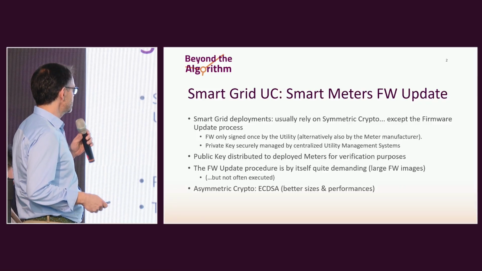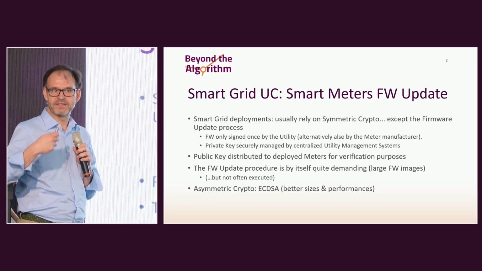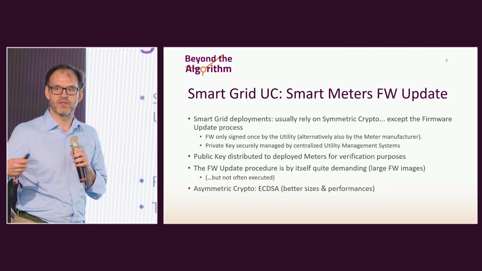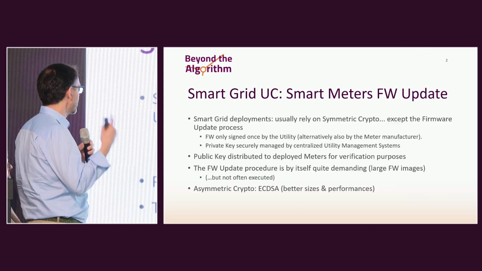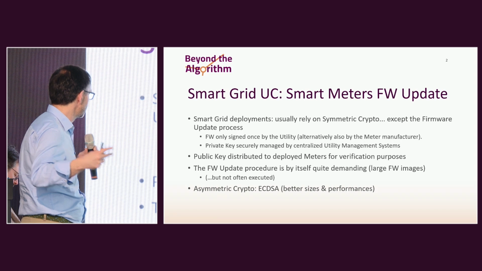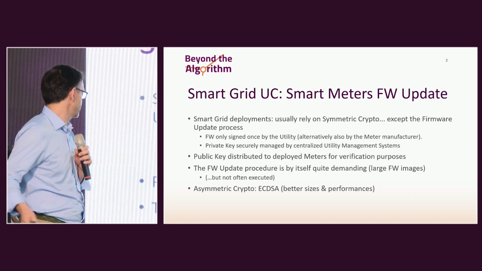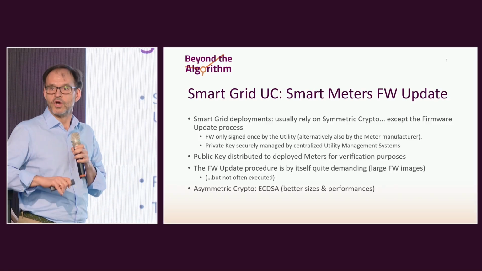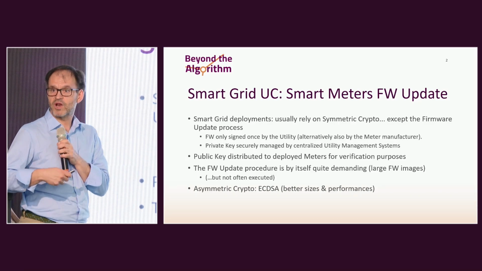Usually, this kind of deployment relies on symmetric crypto. But the firmware update process, which is mandatorily performed relying on asymmetric cryptography, protecting the firmware delivery and so on. The firmware tends to be signed only once by the utility, but in some deployments it is also signed by the meter manufacturers. And the private key is managed only by the utility. Public key is distributed to the meters only for verification purposes.